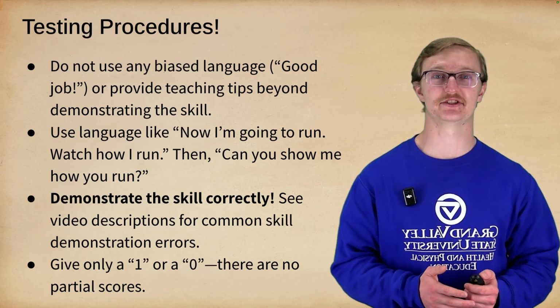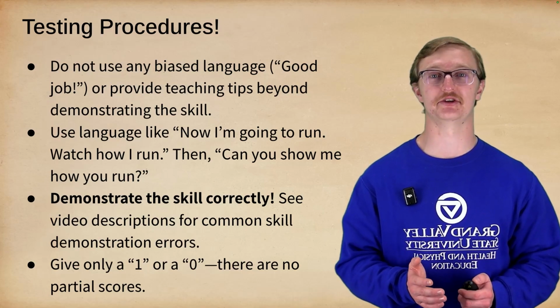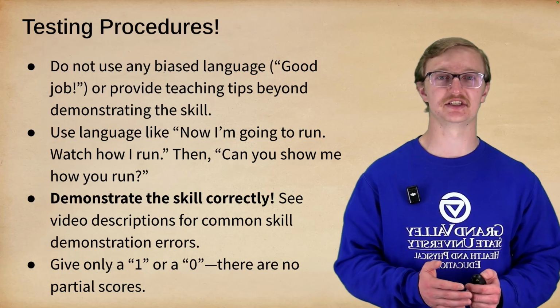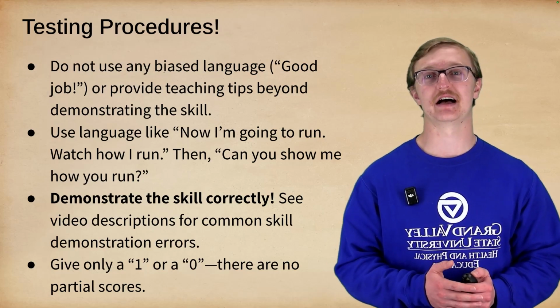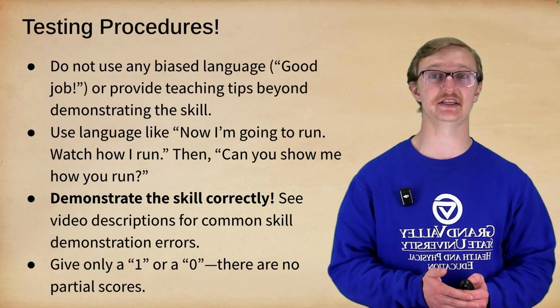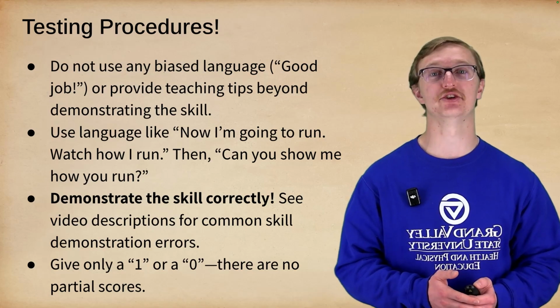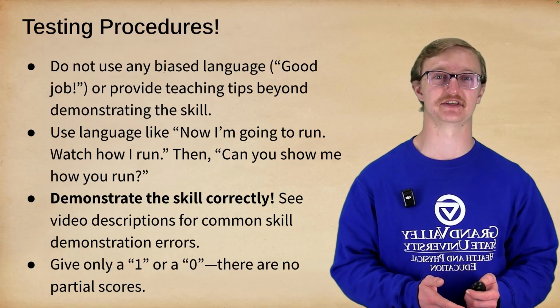After the test administrator demonstrates the skill, they should say something like, "Can you show me how you run?" and then watch the child's performance and record their results. It's imperative that the test administrator demonstrates the skill correctly. There are common skill demonstration errors listed in each video, so please look at these and practice skill demonstrations before giving them in front of a child. An incorrect skill demonstration sets a child up for failure and reduces the accuracy of the test.